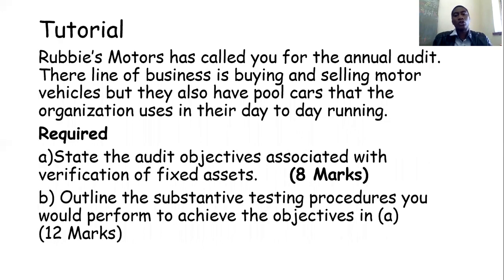Right, this is a tutorial question that you should attempt. Ruby Motors has called you for the annual audit. Their line of business is buying and selling motor vehicles, but they also have pool cars that the organization uses in their day-to-day running. Required: A, state the audit objectives associated with the verification of the non-current assets. Then B, outline the substantive testing procedures you would perform to achieve the objectives in A.